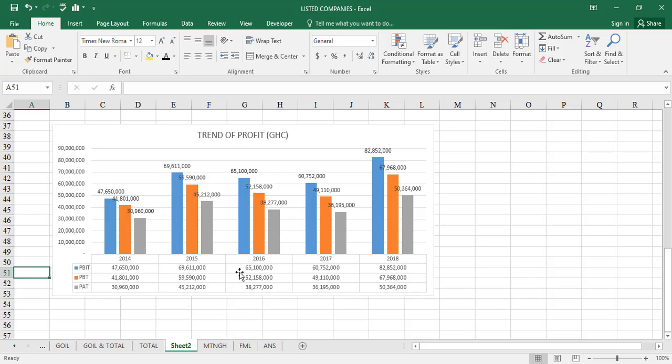Now if you look at the differences between PBIT for 2015 and the PBT for 2015, you realize that there's a difference of 10 million Ghana cedis, giving an indication that the company paid about 10 million Ghana cedis in finance costs. And then in 2016, the difference between the PBIT and PBT is about 13 million Ghana cedis, giving an indication that the company paid finance costs of about 13 million Ghana cedis.